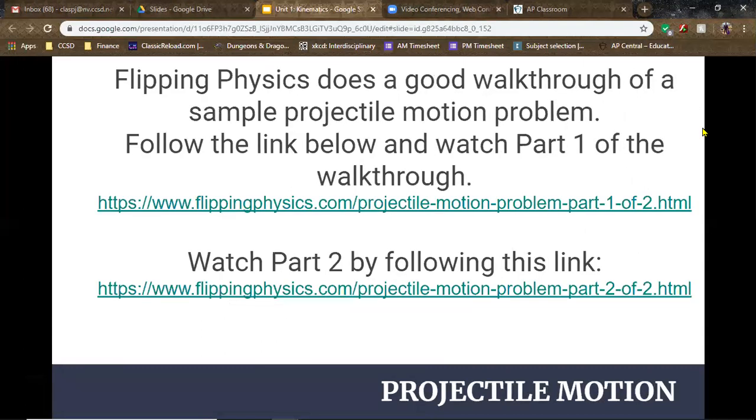All right, so coming back to projectile motion, Flipping Physics does a pretty good walkthrough of a sample projectile motion problem. This link, I mean, you can't click it on my video, but if you go to the actual slides that I've posted in Google Classroom, you can click on these links. Part one of the walkthrough, part two of the walkthrough, I highly recommend you go through it. It'll be very helpful.